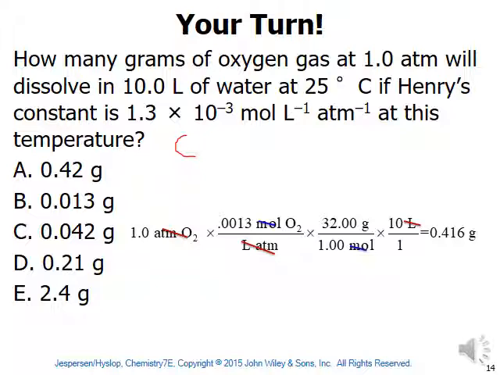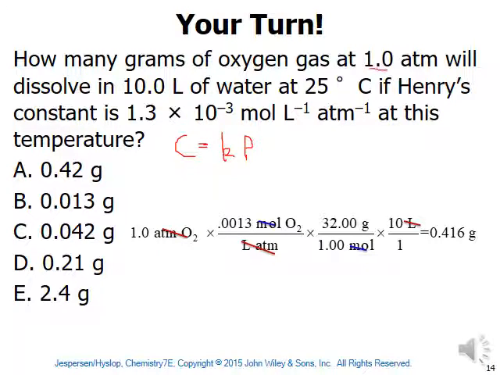How many grams of oxygen gas at 1 atmosphere would dissolve in 10 liters of water at 25 degrees? So this is kind of a concentration. This says grams per liter. What we want to do is figure out this concentration, so we want to find out how many grams per 10 liters. So we need to use our formula.